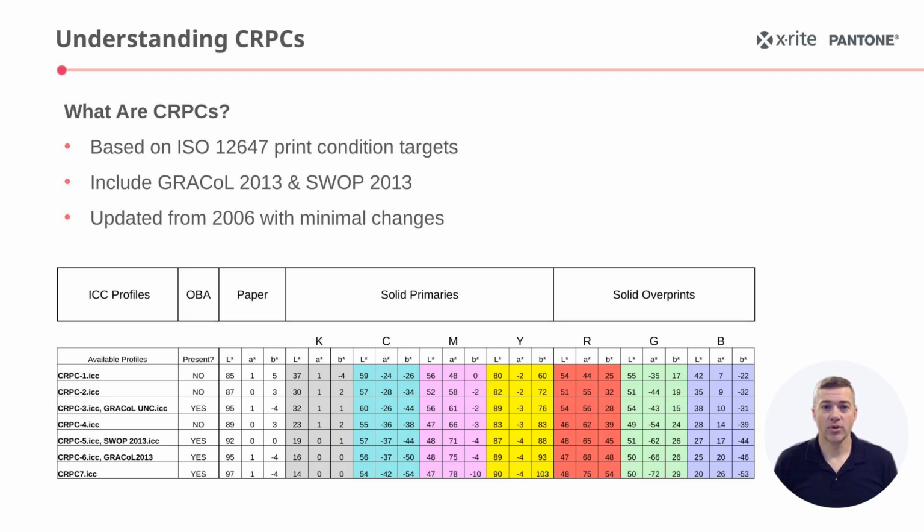Now, if your substrate color differs too much from the selected CRPC, specifically by more than 3 delta E, software steps in to help. It calculates what's known as substrate-corrected color aims. These are slightly adjusted CMYK and overprint values that account for how the color of the paper influences the final printed result.